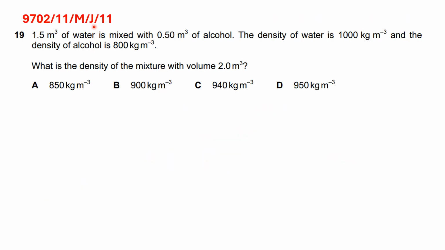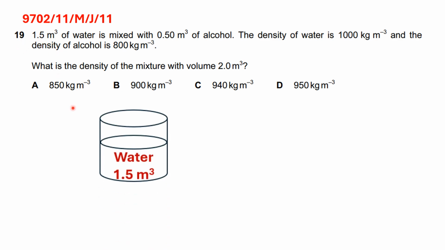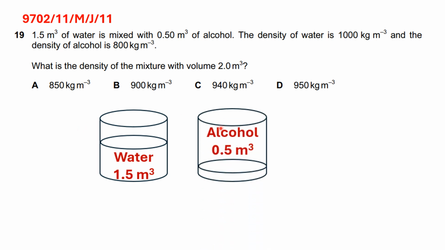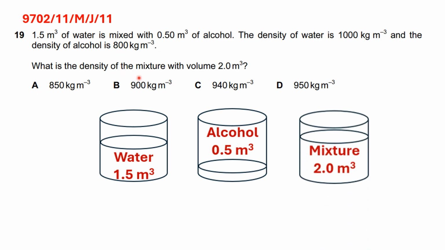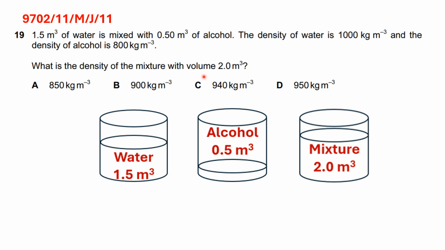Next question is from May-June 11, paper 11, question 19. 1.5 cubic meters of water is mixed with 0.5 cubic meters of alcohol. The density of water is 1,000 kilograms per cubic meter, and the density of alcohol is 800 kilograms per cubic meter. What is the density of the mixture with volume 2 cubic meters?